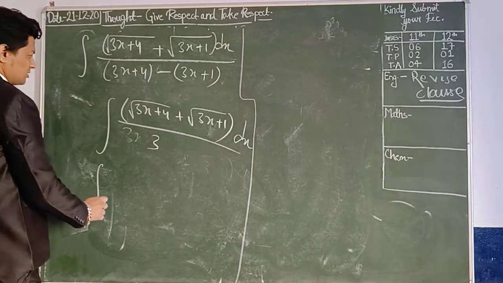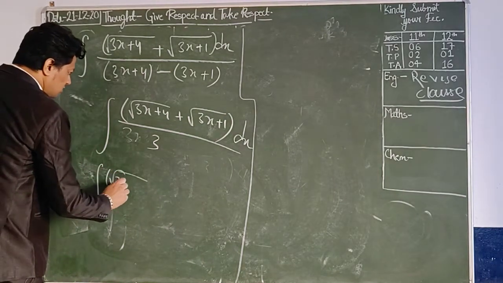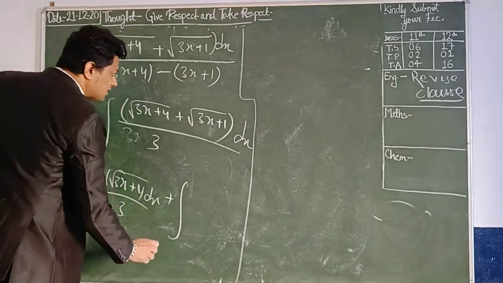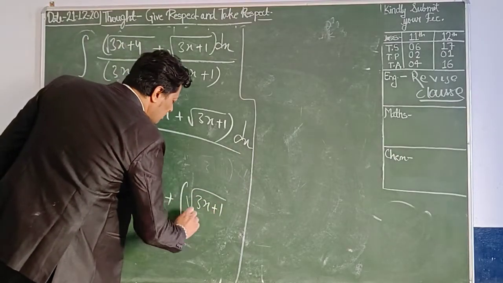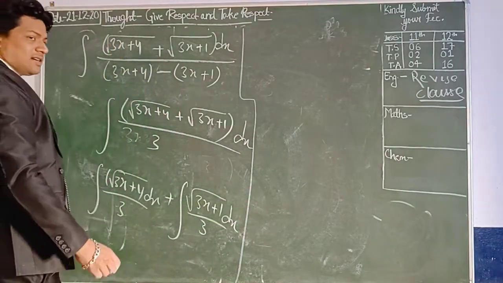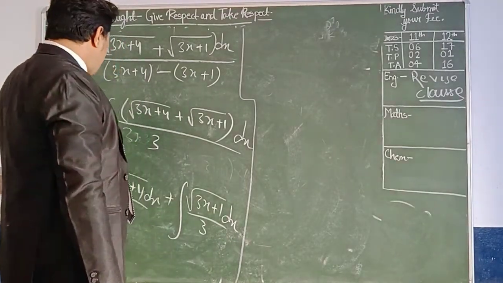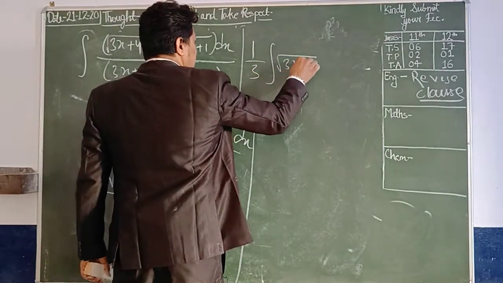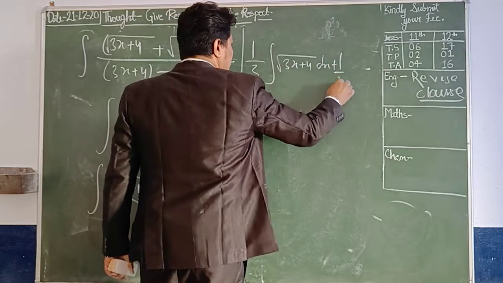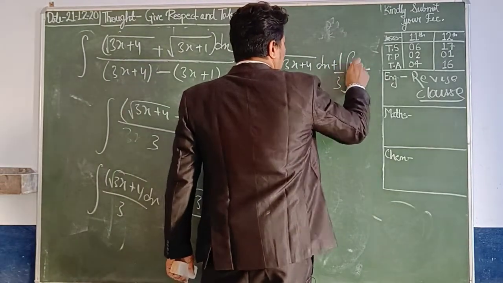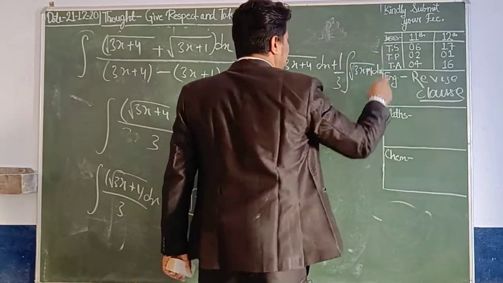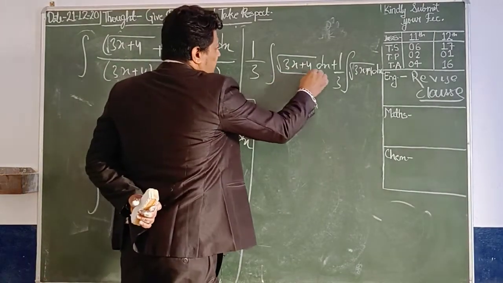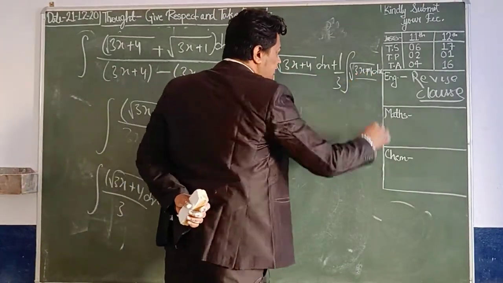So the integration of root 3x plus 4 by 3 dx plus the integration of root 3x plus 1 by 3 dx. Is it clear? Taking 1 by 3 outside the integration: 1 by 3 integration root 3x plus 4 dx plus 1 by 3 integration root 3x plus 1 dx. Is it clear? No doubt at all? So we have to integrate this one and we have to integrate this one.